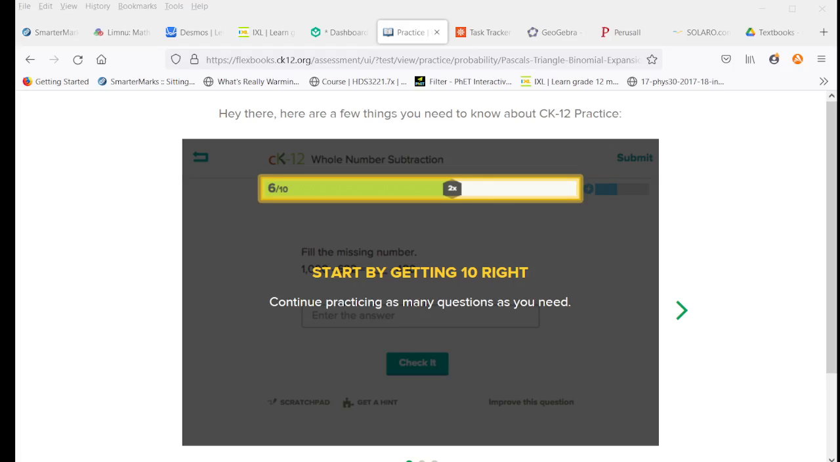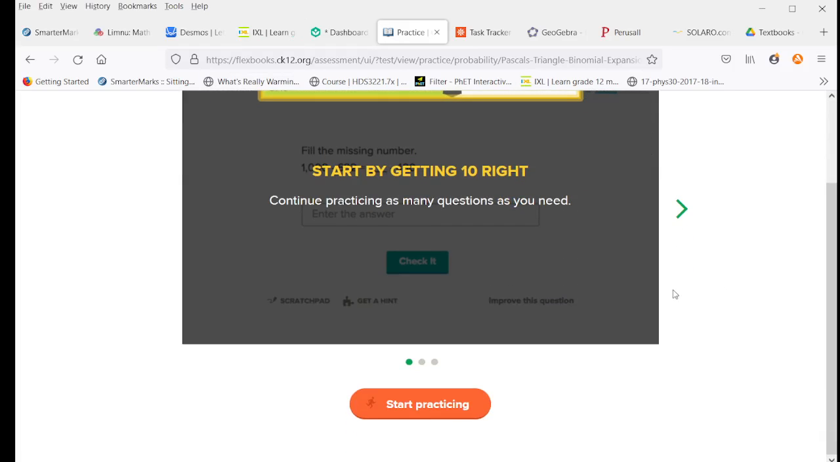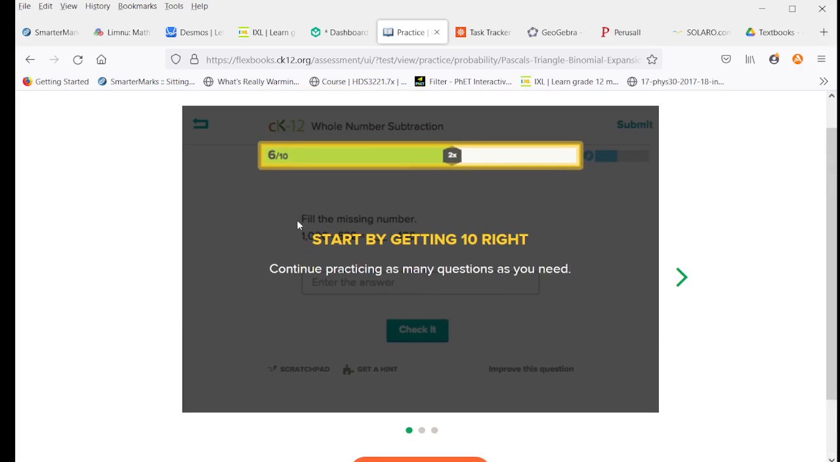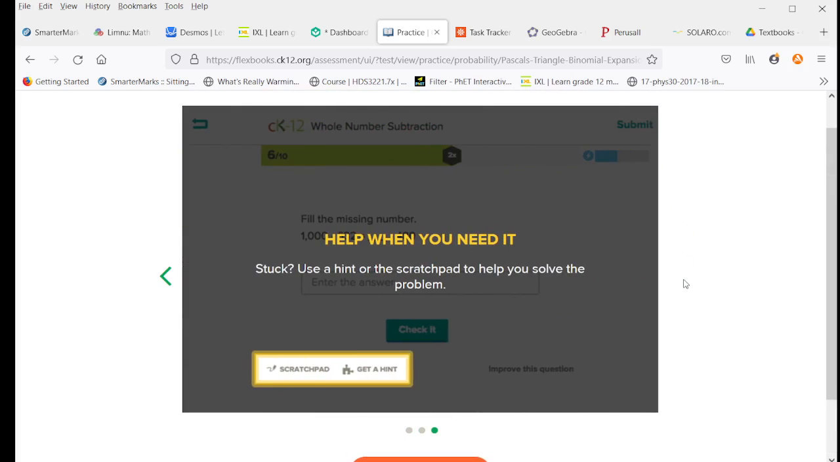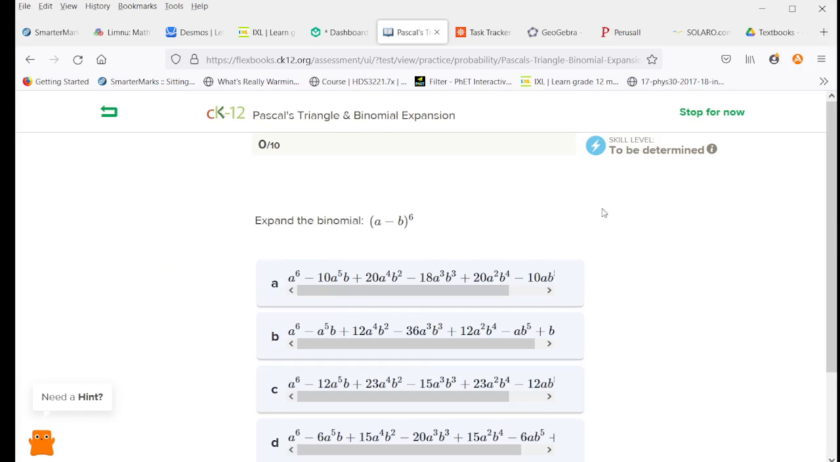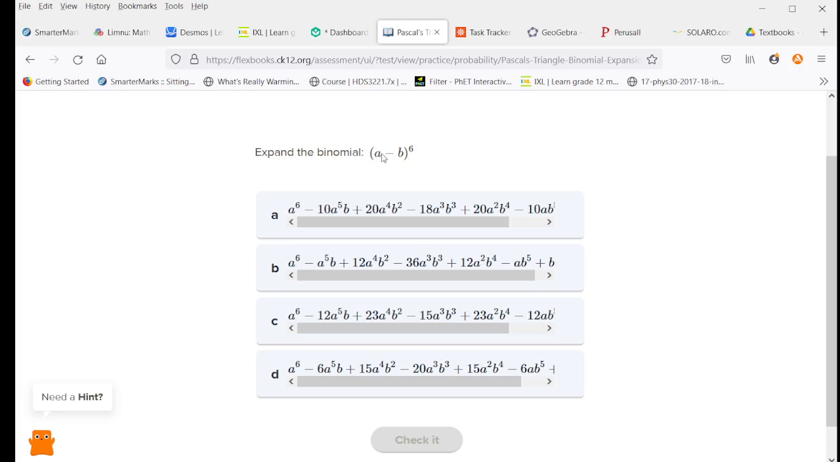By way of additional examples, I will do the binomial theorem questions from CK12.org. This is one where we want to start by getting 10 right. The questions will adapt to us, and you get help when you need it. Here we want to expand the binomial a minus b exponent 6.